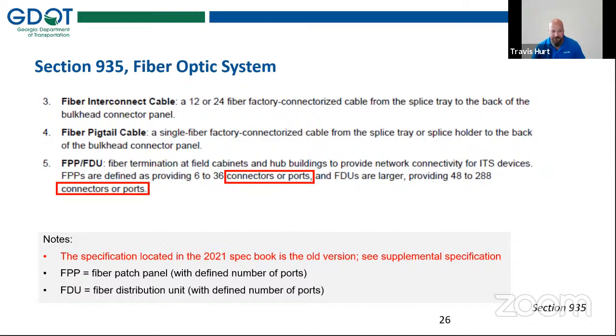And previously with FDCs, we had talked about we're looking at the number of fibers, and that can be a little bit confusing for some people. So we wanted to straighten that out and avoid any confusion. And then, like Emily mentioned before, the 935 specification in the 2021 spec book is the old version. So make sure you see the updated supplemental specification for that.